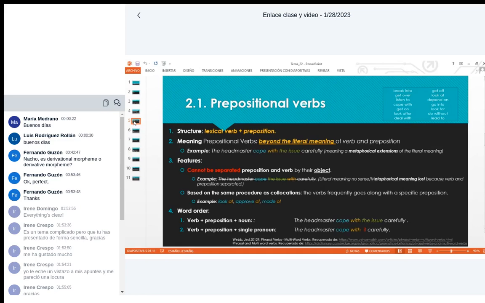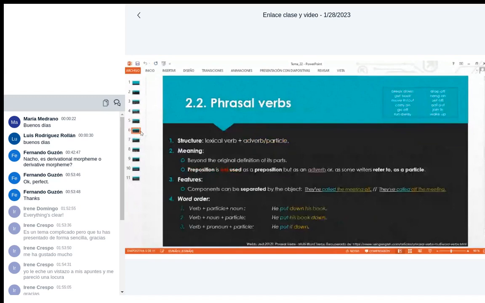Here, what we have is the prepositional phrase, which is with the issue carefully, functions as a complement of the verb, not of the subject or of the noun. Well, what about the phrasal verbs?